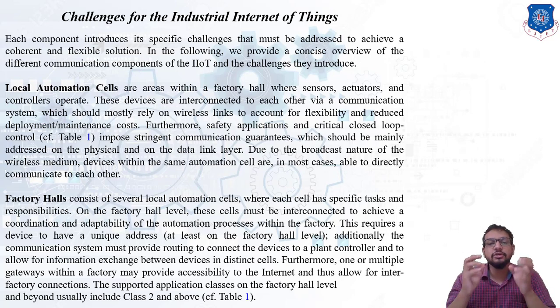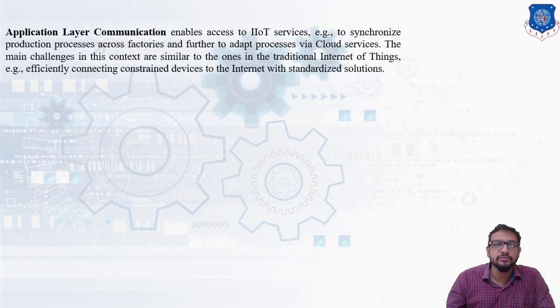Additionally, the communication system must provide routing to connect the device to a plant controller and allow for information exchange between the devices in distinct cells, that is in different automation cells. Furthermore, one or more gateways within a factory may provide accessibility to the internet and allow for inter-factory connection. So the supported application classes on the factory hall level and beyond usually include class 2 applications and above. Remember that we have seen this in our table 1. Now let's move on and see the next.